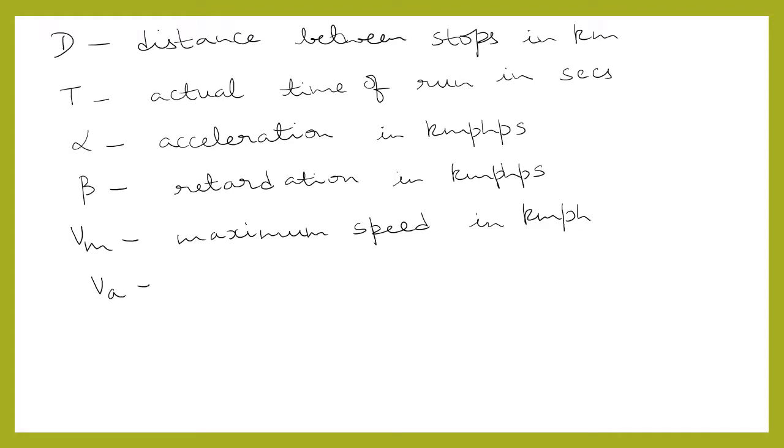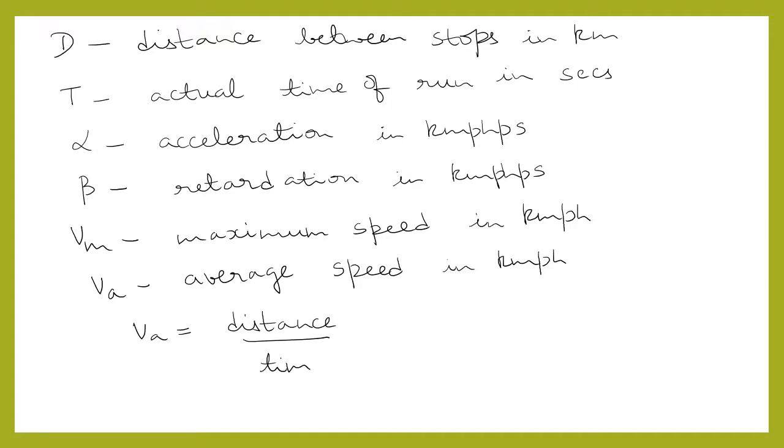Va is the average speed in kilometer per hour. Va is equal to distance by time, which is equal to 3600 d by t, since distance is d and time is t by 3600 in hours.